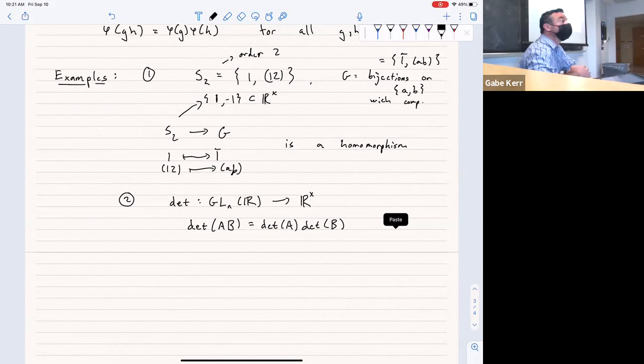Right. So a couple of questions about that one. First of all, these homomorphisms don't have to be a one-to-one correspondence. Not at all. They don't have to be surjective.